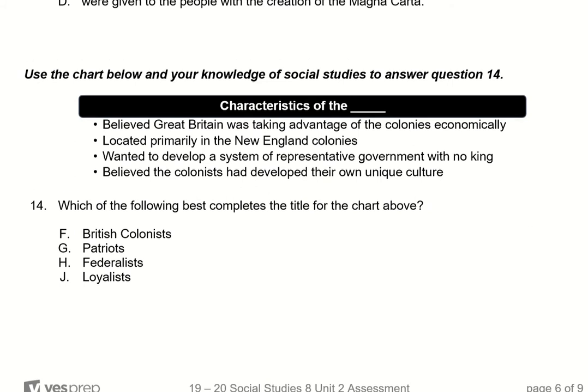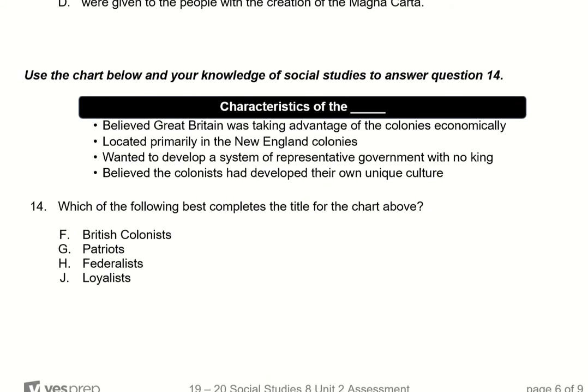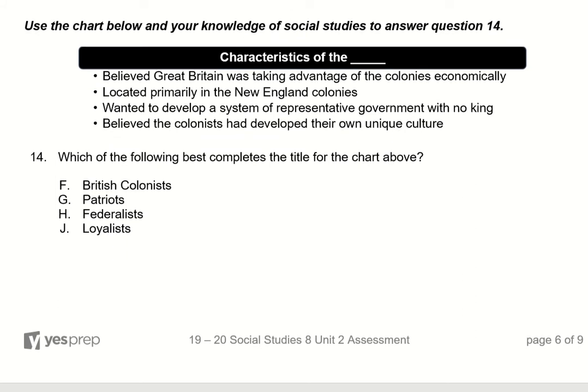Use the chart below and your knowledge of social studies to answer question 14. Characteristics of the blank. Believed Great Britain was taking advantage of the colonies economically, located primarily in the New England colonies. Wanted to develop a system of representative government with no king. Believed the colonists had developed their own unique culture. Which of the following best completes the title for the chart above? F. British colonists. G. Patriots. H. Federalists. J. Loyalists.